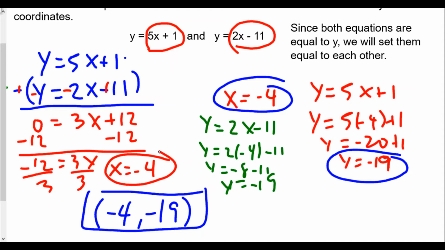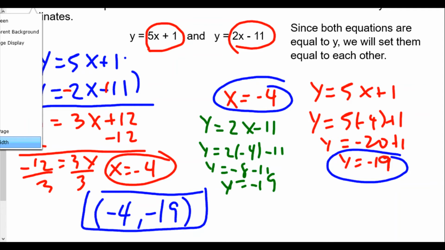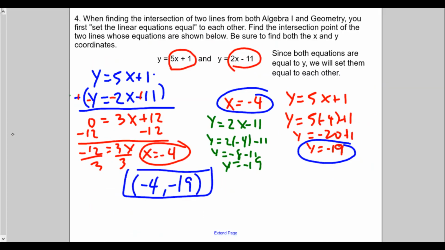Okay, ladies and gentlemen, I'll give you a full page. Take a look at this. Okay, so ladies and gentlemen, at this point, this will end part 2 of our homework review.